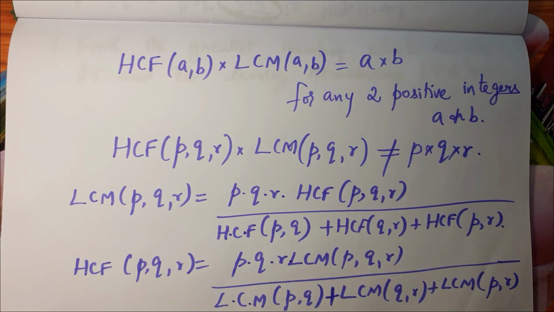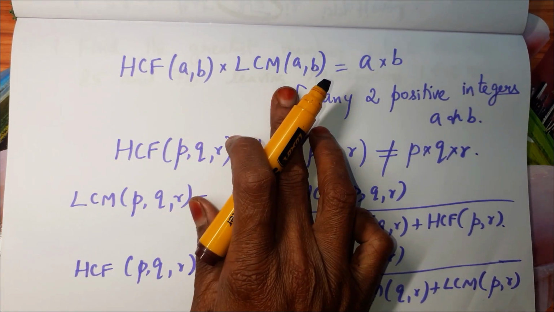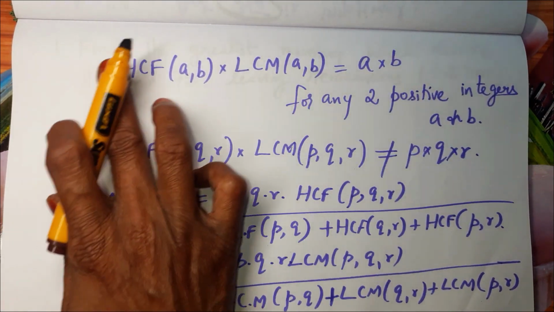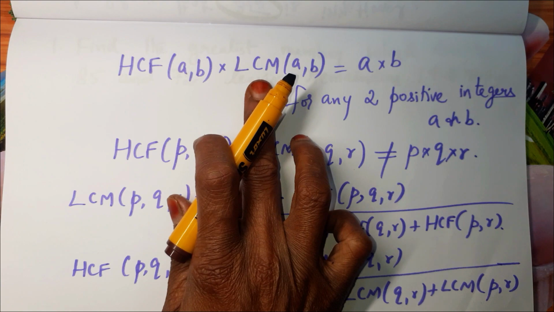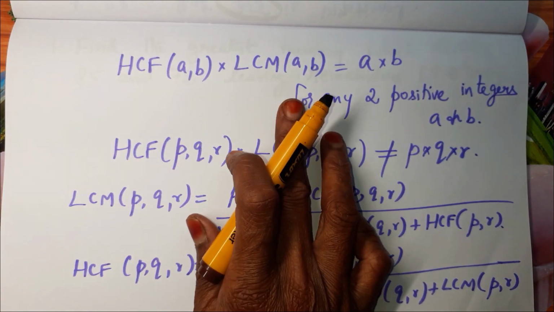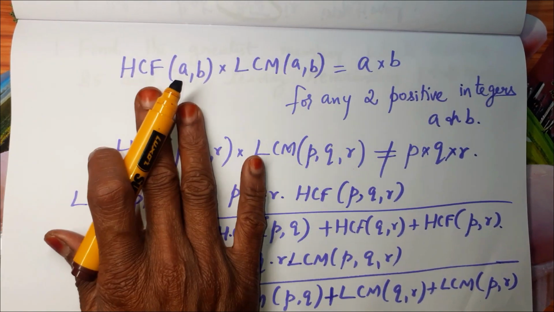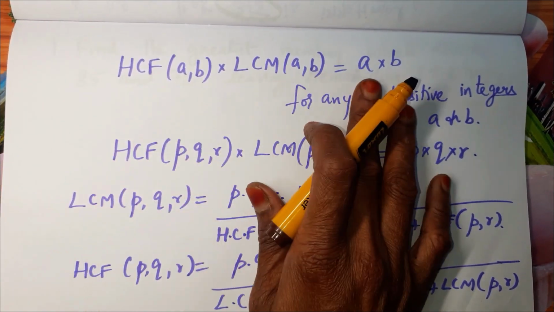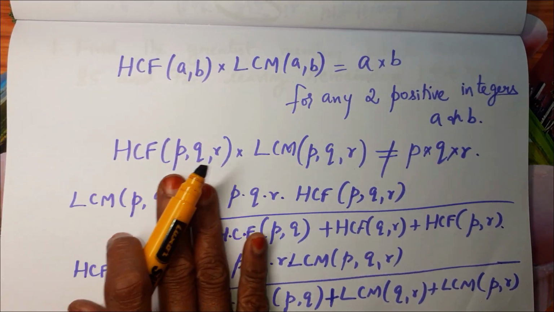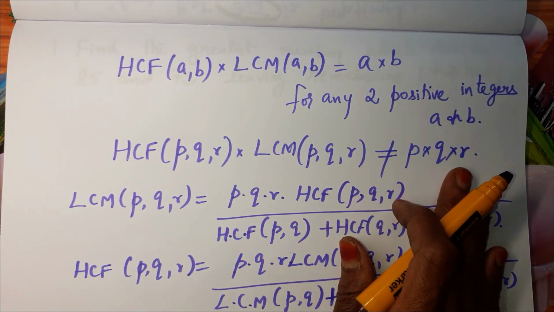These are the properties we saw. The product of HCF of a and b and LCM of a and b is equal to the product of the two numbers. Using that property, if one is known and the other is not, we can easily find it. If the HCF is known we can find the LCM, and if the LCM is known we can find the HCF. This is for two numbers, but this is not the case for three numbers.